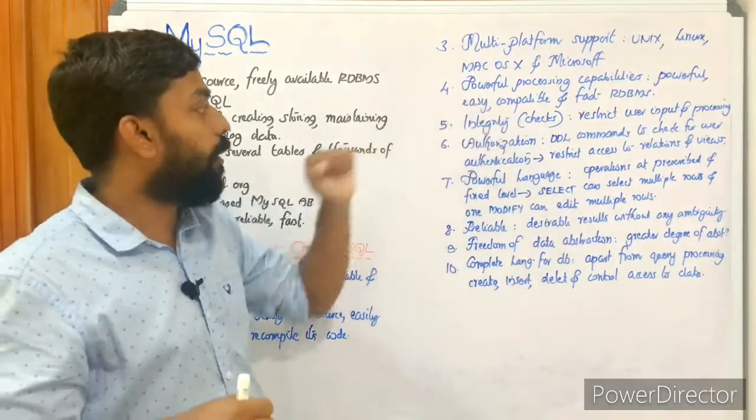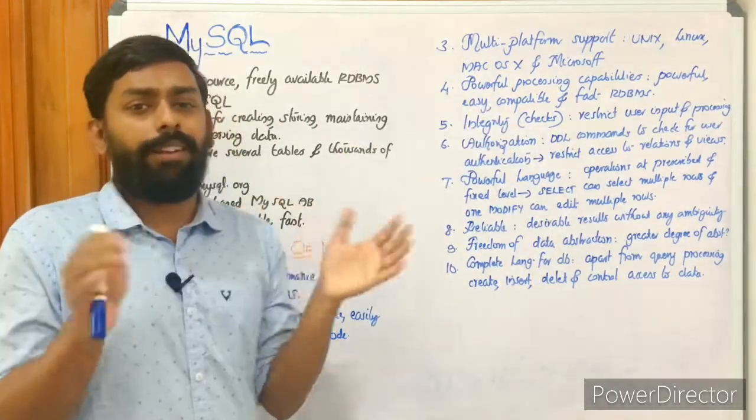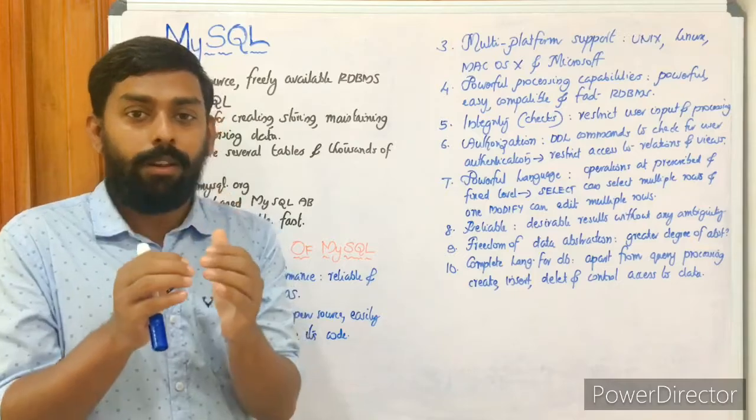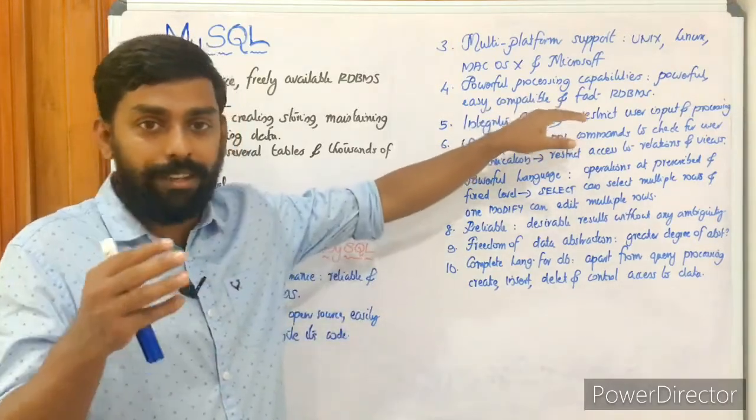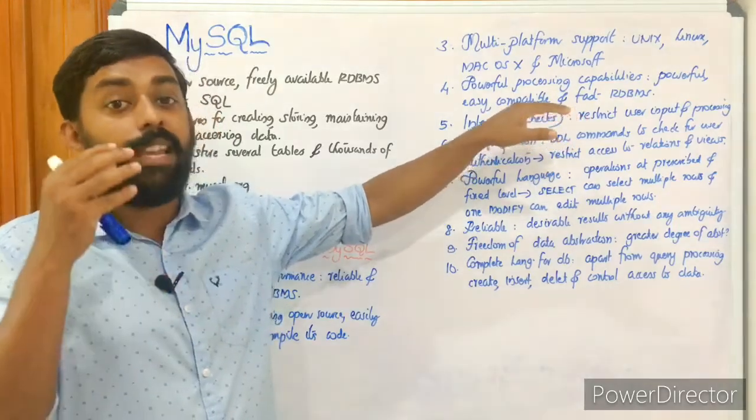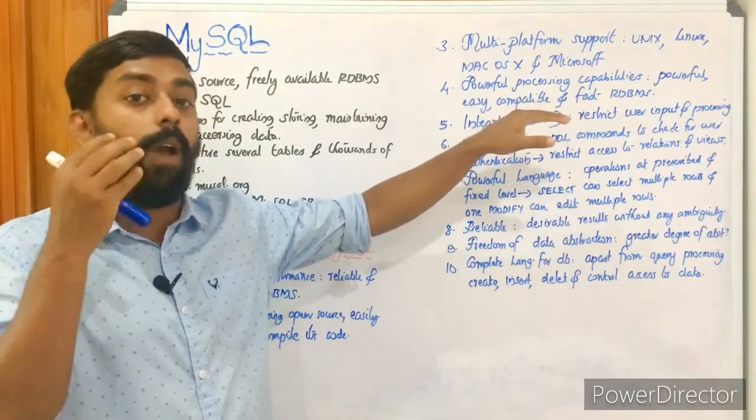Then the fifth one is integrity check. You know what integrity is? Integrity is used to ensure the accuracy and validity of data, right? And using commands we can restrict, or we can ensure, the integrity of data, the accuracy of data, or the validity of data, right?